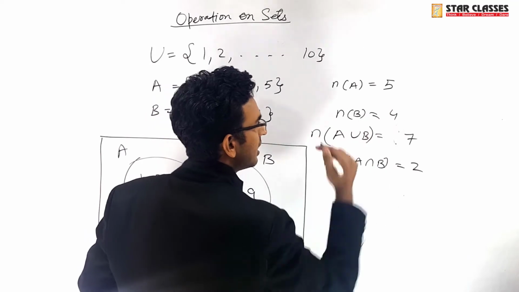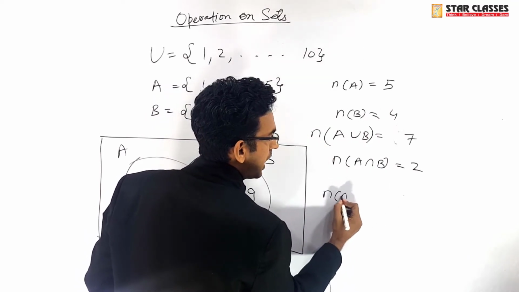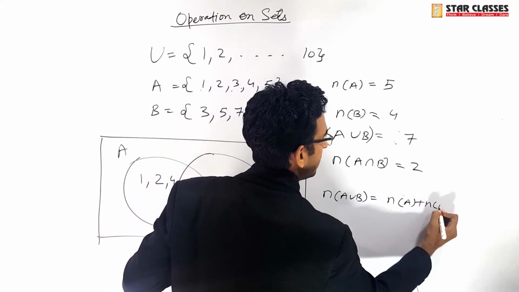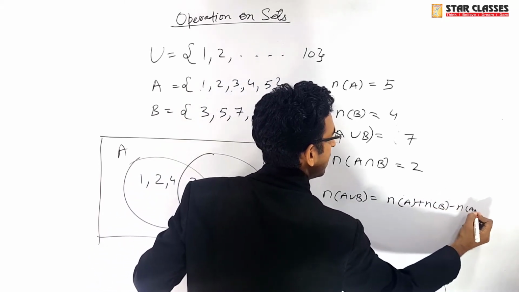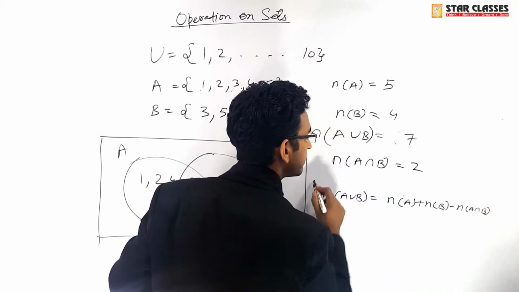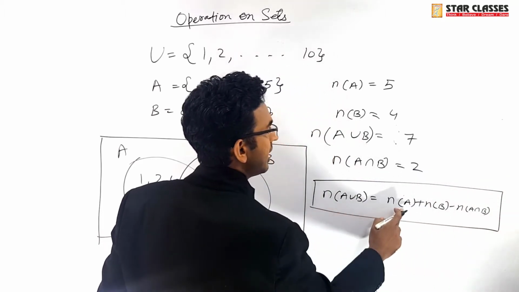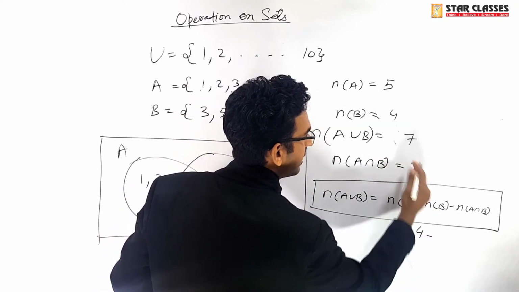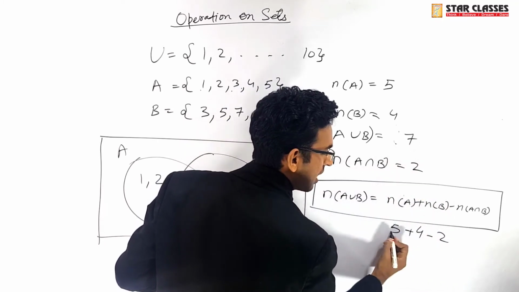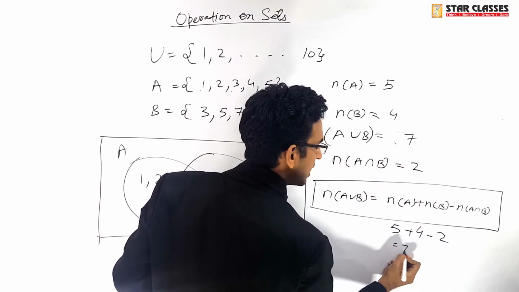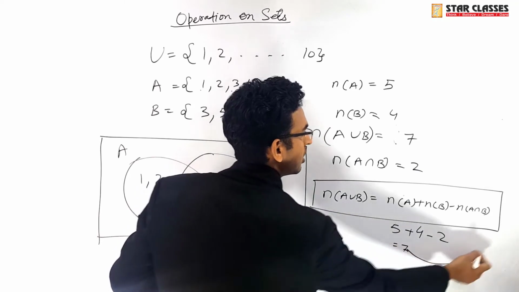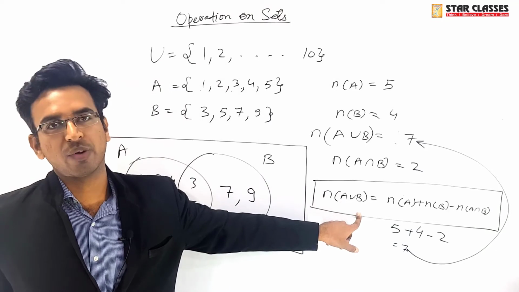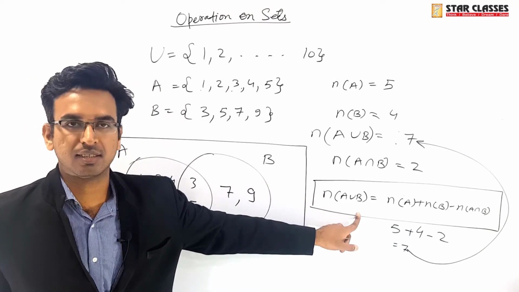From this we can derive a formula: n of A union B is equal to n of A plus n of B minus n of A intersection B. You can see that n of A is 5, n of B is 4, minus n of A intersection B, which is 2. So 5 plus 4 is 9, 9 minus 2 is 7, which is n of A union B. You have to remember this formula for doing questions of Venn diagrams or sets.